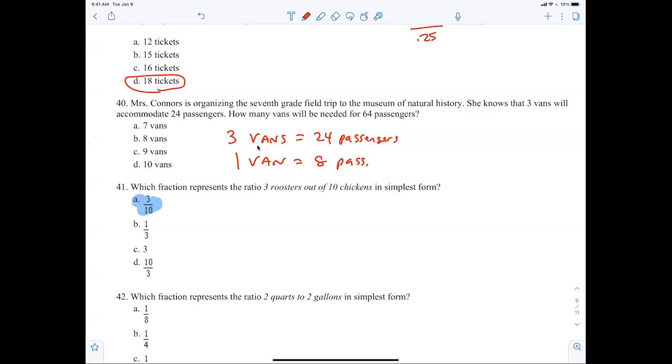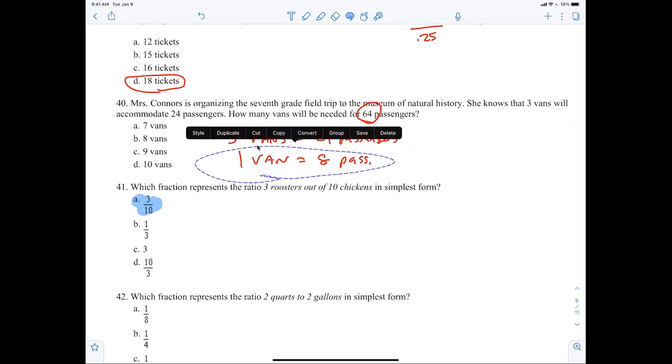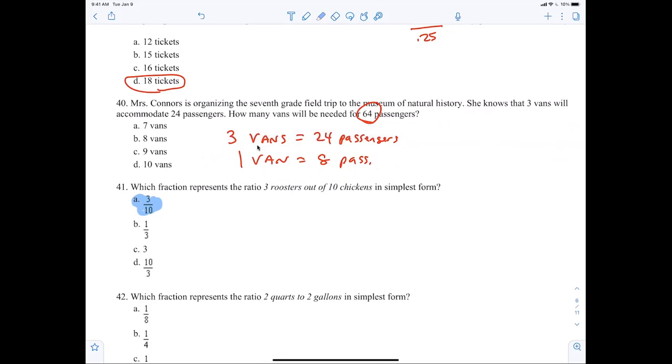One van is 8 passengers. If I have 64 passengers, let's do it this way because you're having trouble seeing that. 64 divided by 8. There you go. 8 vans. Yeah, you need 8 vans. Each van can hold 8 passengers. Right? Okay.